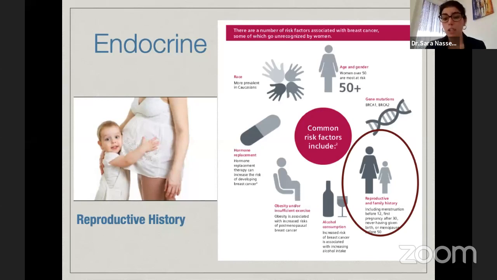Some other risk factors that I mentioned before that are independent from race, age, and genetic mutations are, for example, reproductive and family history. So one of the risk factors is early menarche and late menopause, so a higher exposure to menstrual cycles, higher exposure to estrogen in a lifetime. Late pregnancy after the age of 30 has also been known to increase the risk of breast cancer. This is slightly controversial because pregnancy as such is known to actually reduce the risk of breast cancer. But if it's a later pregnancy, after the age of 30, this can actually increase the risk of developing breast cancer.